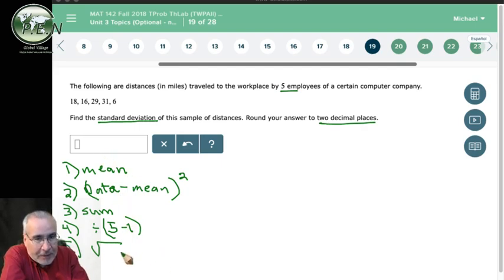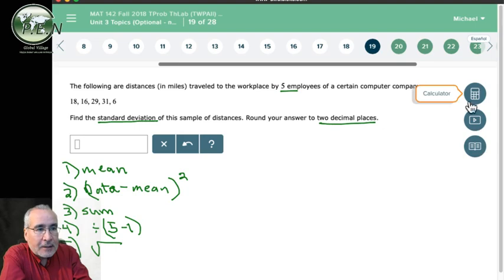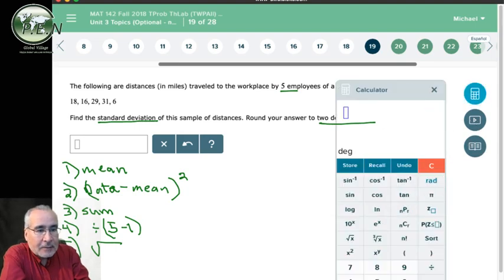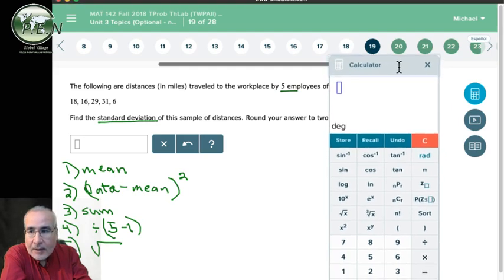Now if you want, we can do this all together with the calculator, or you could do it step by step. But the first step we really have to do is find the mean, because we only want to have to enter that calculation once. So let's do that. Pull up the calculator.